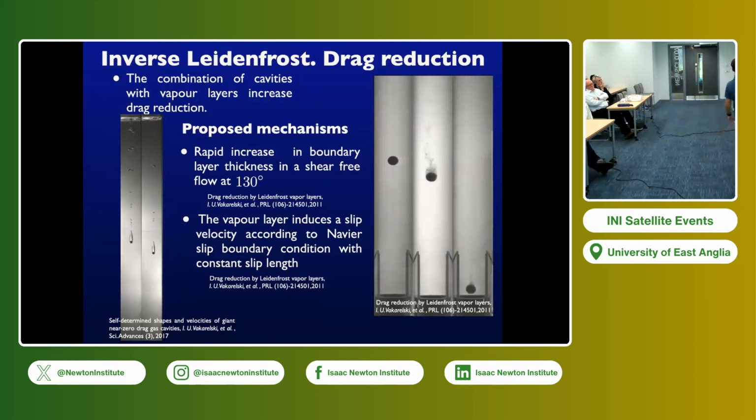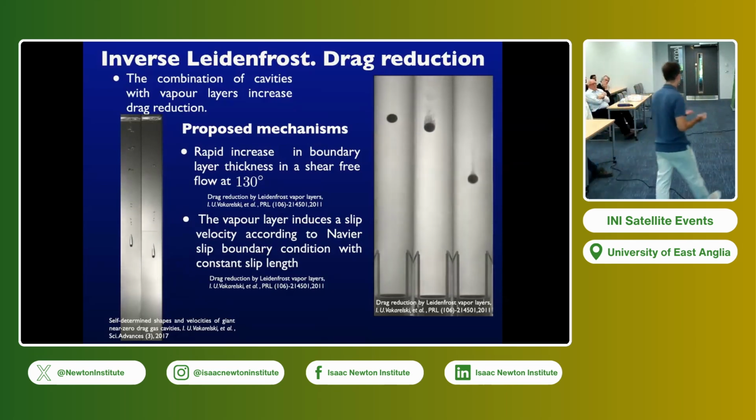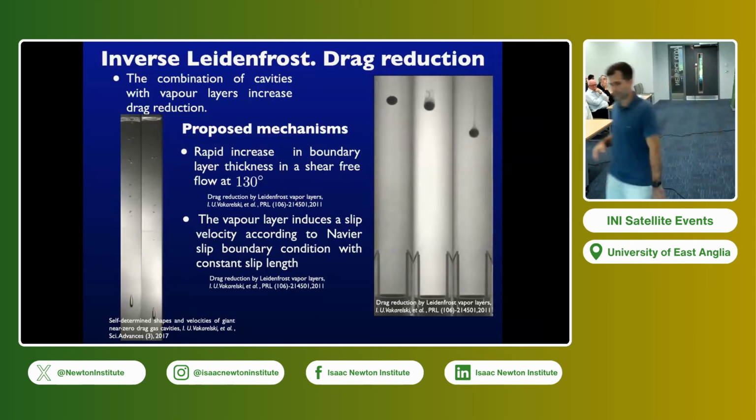The second attempt to explain what's going on is this: the vapor layer basically induces a slip velocity at the interface, which can be treated with an average slip boundary condition. So for that, one has to introduce another parameter, which is the slip length. And again, this slip length doesn't have to be constant, because the dynamics of the vapor layer is far from being understood, and might play an important role in the flow or in the observations of the experiments.